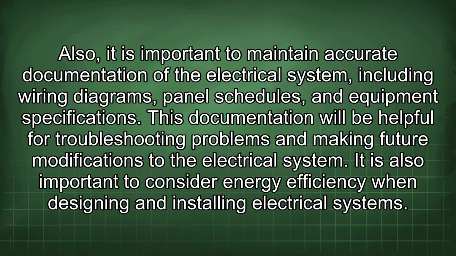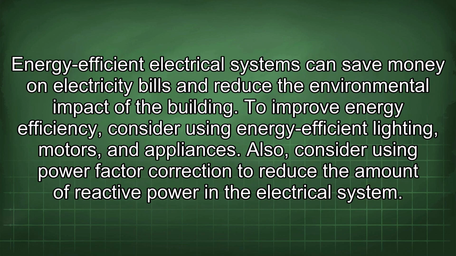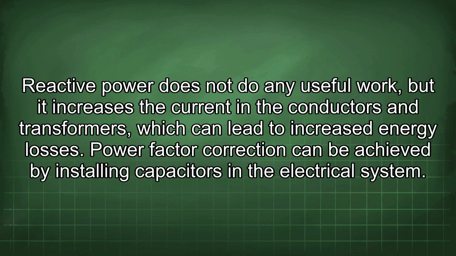It is also important to consider energy efficiency when designing and installing electrical systems. Energy-efficient electrical systems can save money on electricity bills and reduce the environmental impact of the building. To improve energy efficiency, consider using energy-efficient lighting, motors, and appliances. Also, consider using power factor correction to reduce the amount of reactive power in the electrical system. Reactive power does not do any useful work, but it increases the current in the conductors and transformers, which can lead to increased energy losses. Power factor correction can be achieved by installing capacitors in the electrical system.